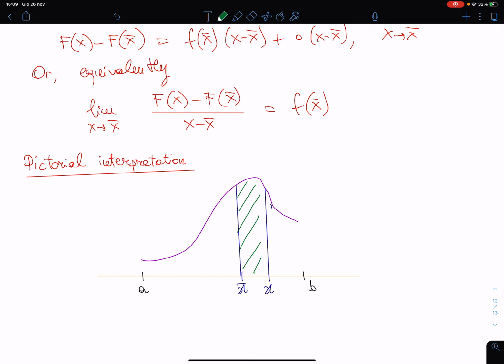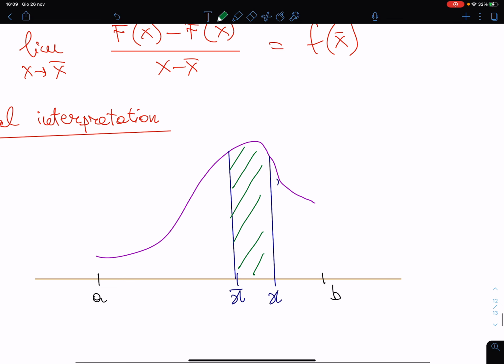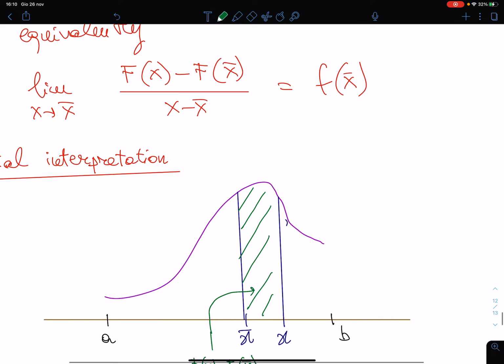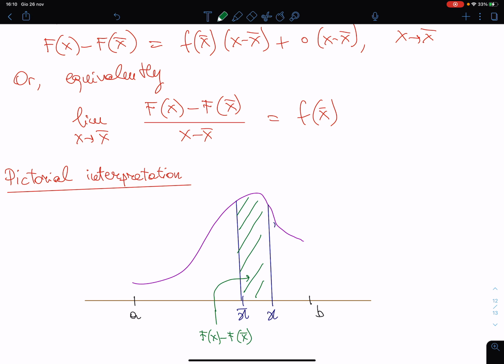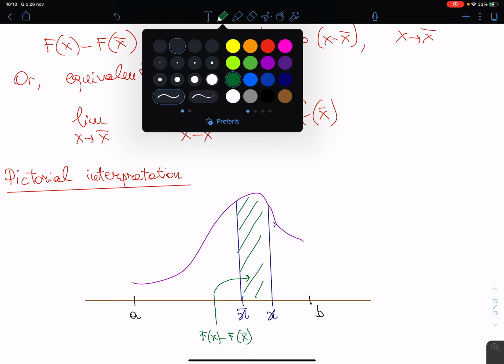This green is capital F of X minus capital F of X bar. Okay? Now, what is this formula saying, the integral? That this area here is equal to F of X bar times X minus X bar. What is F of X bar times X minus X bar?